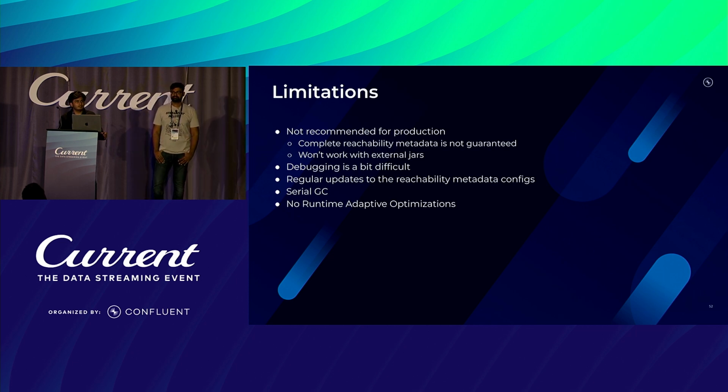The GraalVM native image that we are using is the community version, and it comes only with the Serial GC. That's again not a drawback exactly, but G1 GC is a better garbage collector to use. And lastly, there are multiple runtime adaptive optimizations that the JVM does, which again won't be available in this native image executable.